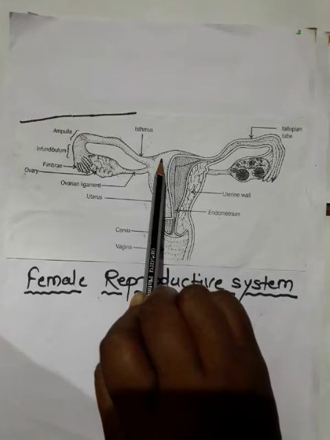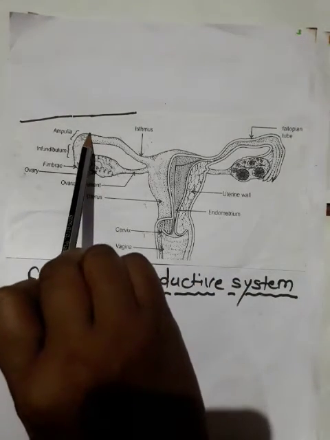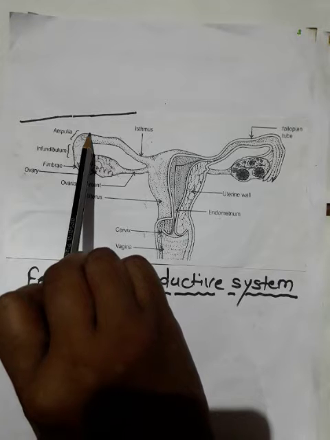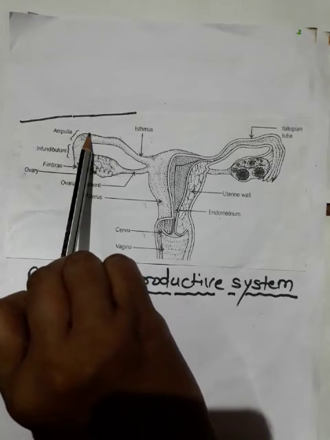Now, function of the fallopian tube. The oviduct collects the egg from the surface of the ovaries. Second one, it transfers the egg from the ovary to the uterus. And third one, it provides a site for fertilization of eggs and cleavage.